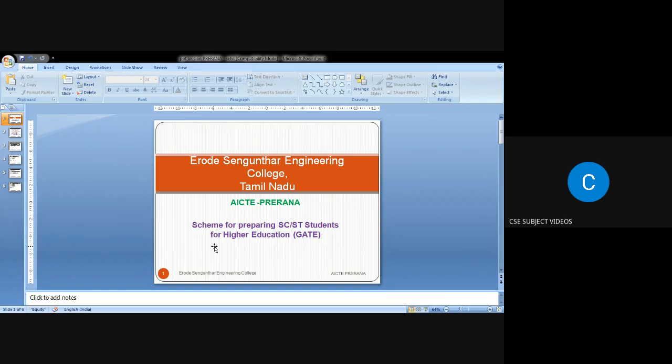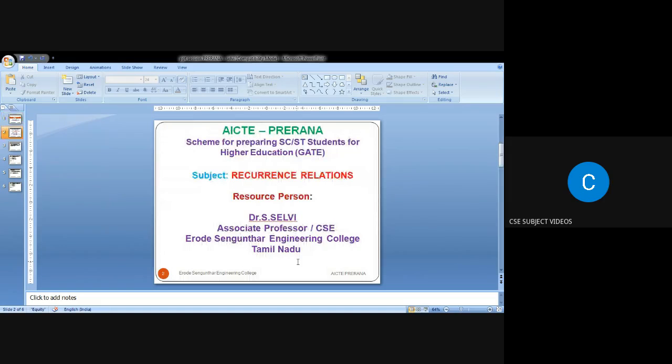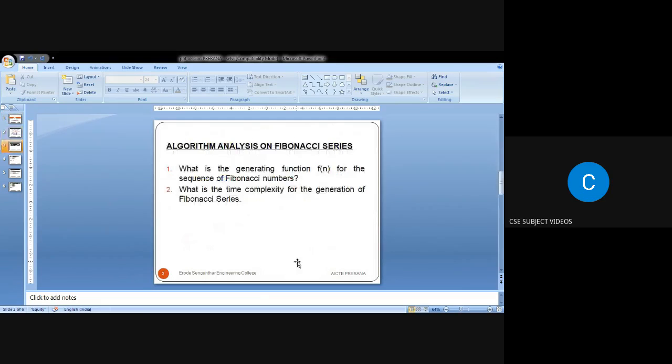So today in this session, I am going to take a few questions on recurrence relations. We can go directly to the session. In this recurrence relation, particularly, we are going to see about the Fibonacci series and also the factorial of a given number, and how to generate the recurrence relation for a Fibonacci and a factorial number.